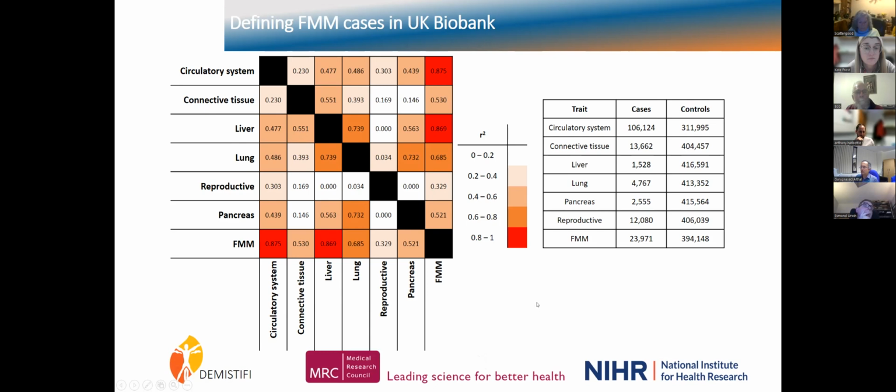This is UK Biobank data, which is not an accident. And we have written here the number of people in each individual group we have seen. So liver has 1,528 people, and lung has 4,767 people. And if you cross them, they seem to have more than average chance of having another organ problem, which seems to be quite interesting. So maybe we have a hypothesis which has some truth in it.